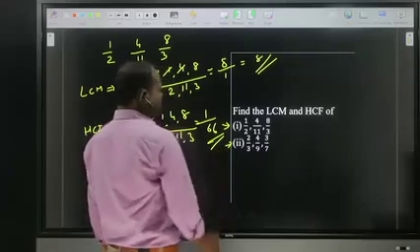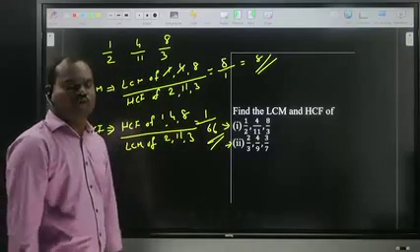Now try this, ma. Find LCM as well as HCF. Try both. Do both.